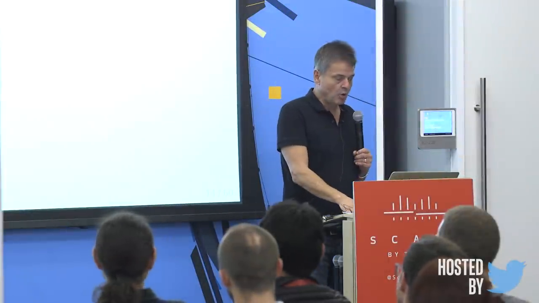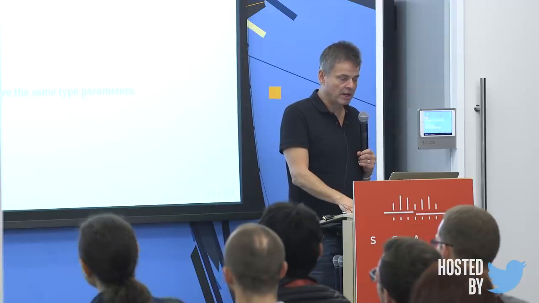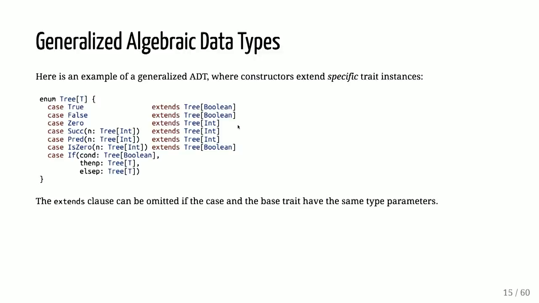Okay. So you can also have generalized algebraic data types, GADTs. The difference between an ADT and a GADT is that a GADT extends the base class at a specific type. So for instance, here you have an enum Tree, which is essentially an expression tree, an abstract syntax tree, and T is essentially the type of the expressions. So you say, here are some cases for this tree. True is a tree, an expression of type Boolean, and so is false. And zero is a tree of type Int, and the successor takes a tree of type Int and gives you a tree of type Int, and so on.